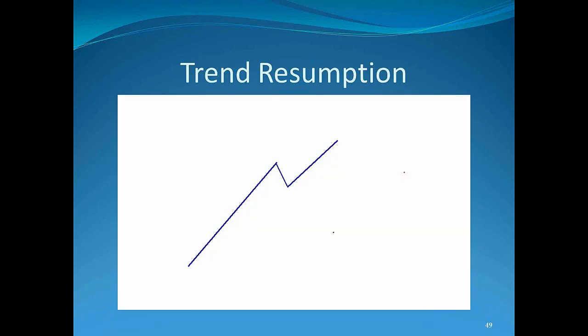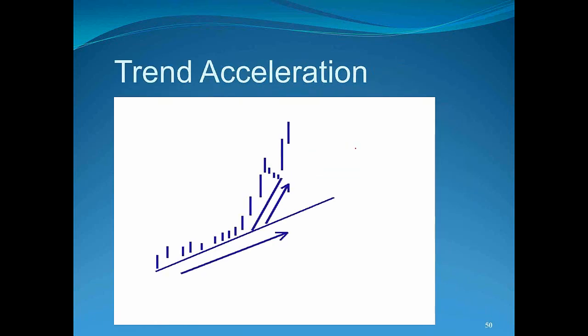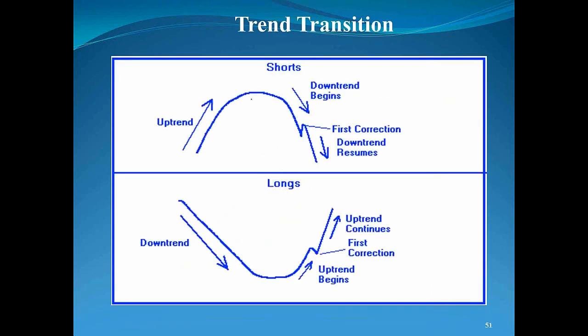Now, there are three phases of trend that are tradable, I should say. There's trend resumption, where a market rallies, then pulls back. This is going to be a generic pullback. There's trend acceleration, where a market rallies, begins to take off, pulls back, and then takes off again. And then there's trend transition or emerging trends, where you have an uptrend, and it begins to fizzle out, and then a downtrend begins.